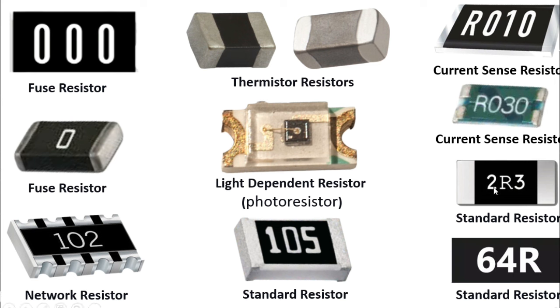Here, as you can see, we have 2R3 meaning 2.3 ohms. These 2 resistors are current sense resistors. We find these types of resistors in laptop motherboards and also in mobile phone motherboards.